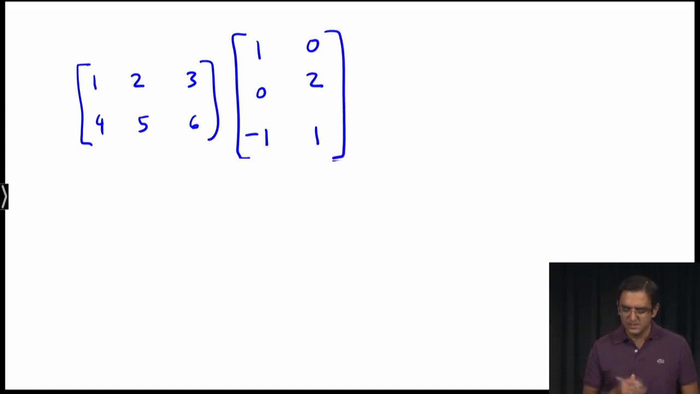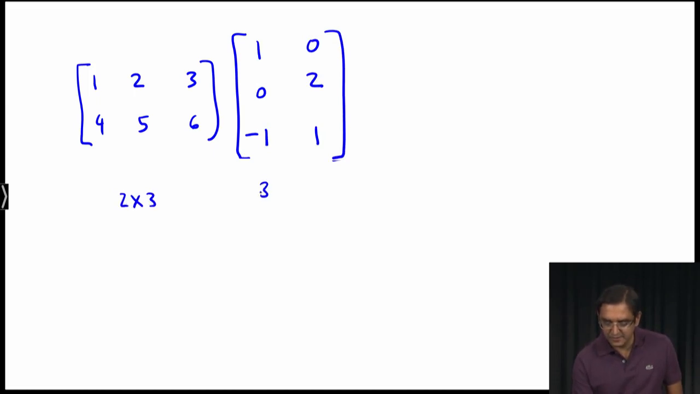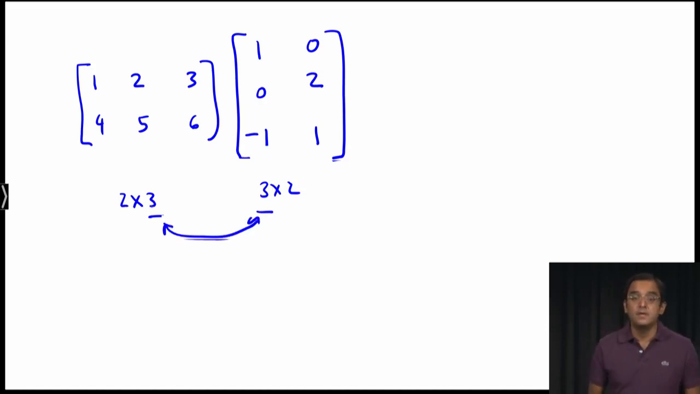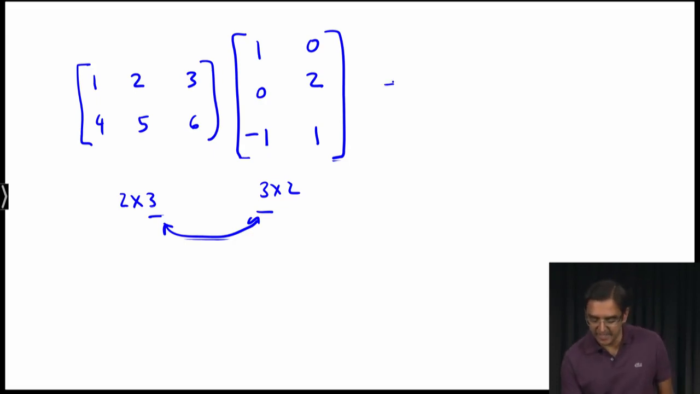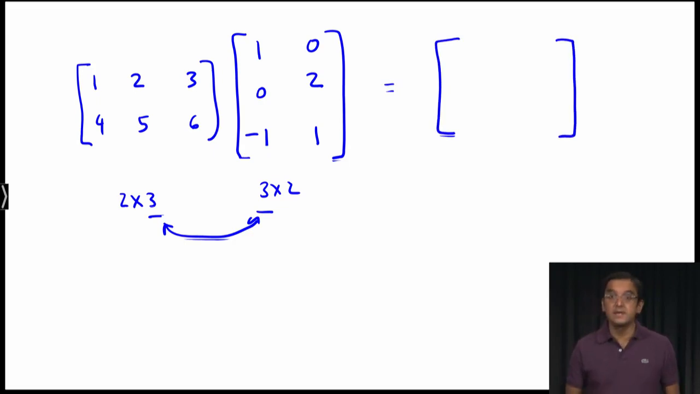Okay, so what are the dimensions here? Well, this is 2 by 3. This is 3 by 2. And indeed, the inner dimensions agree, as they must. What is the product? What's going to be the size of the product? Well, it's just given by the outer dimensions. It's going to be 2 by 2. So let's make space for that. The answer is going to be some 2 by 2 matrix. So we have 4 numbers to fill in. What are those 4 numbers?